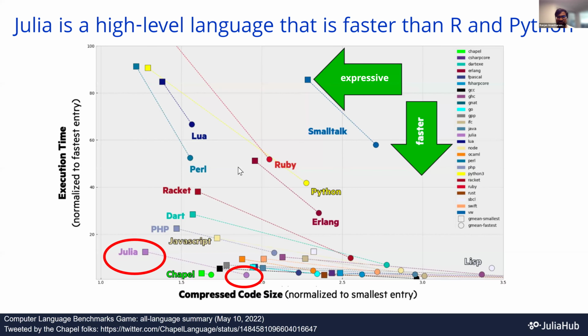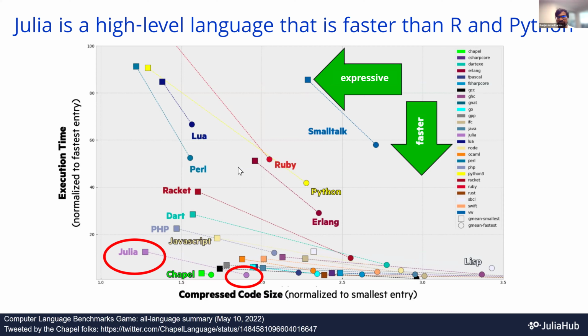So what exactly is Julia? Julia is a high-level scripting-like language, much like Python or R, but that happens to be much faster. When people talk about programming languages, one of their favorite charts is to look at a performance productivity metric.